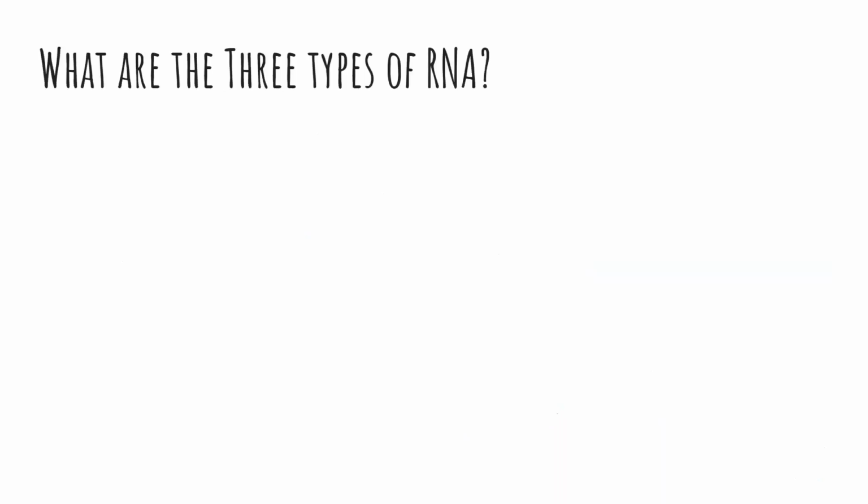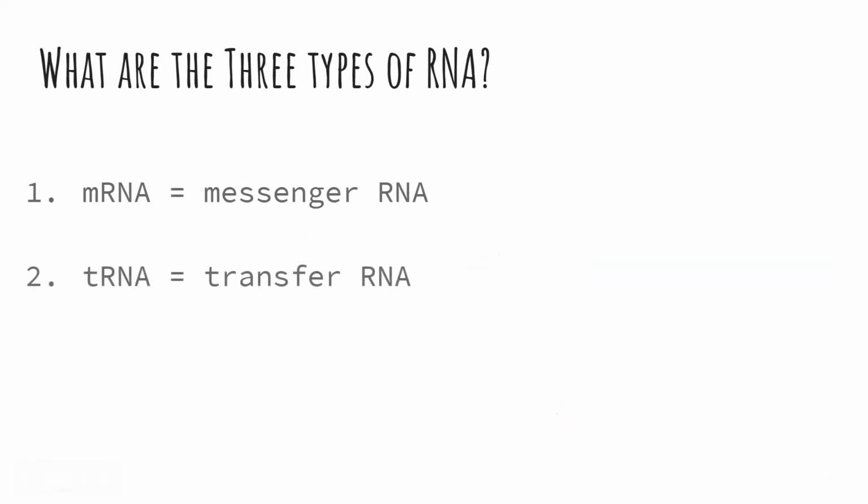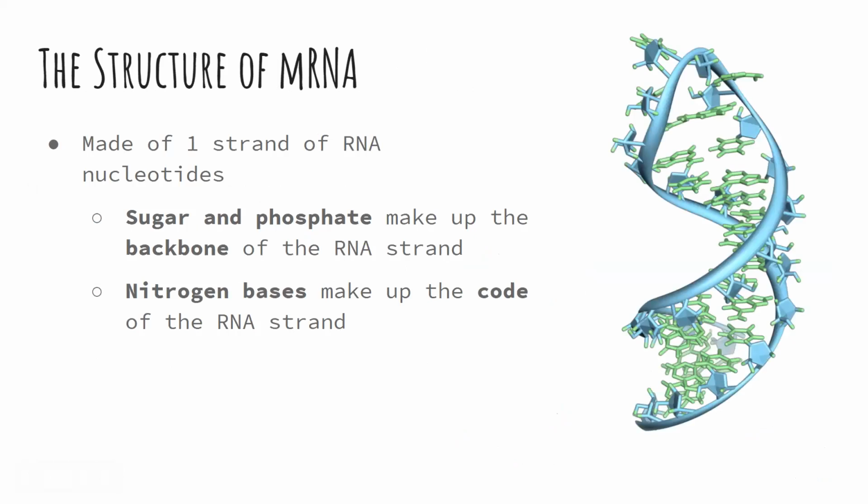There are 3 types of RNA. While there's only one kind of DNA, there are 3 types of RNA. There's mRNA or messenger RNA, tRNA or transfer RNA, and rRNA or ribosomal RNA. Let's talk about mRNA or messenger RNA first.